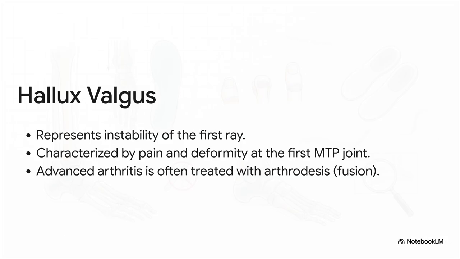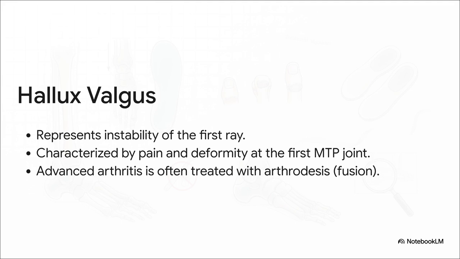Hallux valgus, what most people just call a bunion, is the absolute perfect clinical example of our core concepts in action. It is so much more than just a cosmetic issue. It directly represents that first ray instability we were talking about, which then leads to forefoot overload. As that deformity gets worse, the joint gets arthritic and painful. And for those really end-stage cases, an MTP fusion is an incredibly reliable way to get rid of the pain and restore stability.